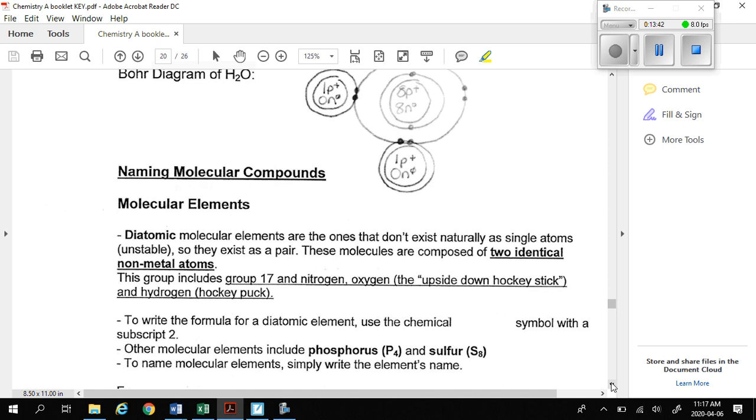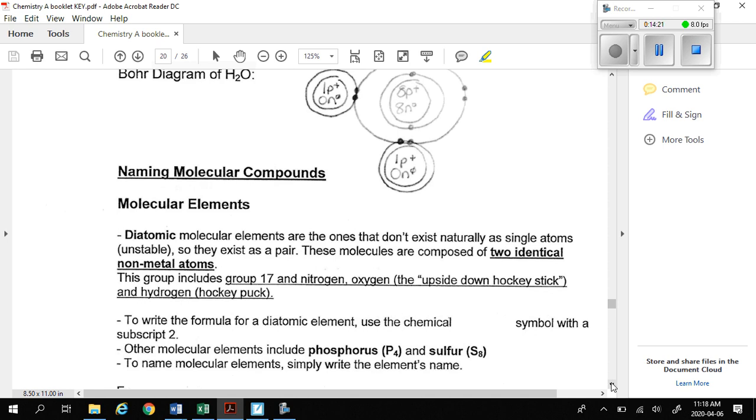These molecules are composed of 2 identical nonmetal atoms. So this group includes group 17, so all those chlorine, fluorine, bromine, iodine things, and also oxygen and hydrogen, nitrogen, where's nitrogen? Oh yeah, nitrogen as well. So nitrogen, oxygen, fluorine, chlorine, bromine, iodine, and also hydrogen. So it looks like an upside down hockey stick is the analogy. It looks like a 7 to me. And hydrogen, but again, it's in your periodic table, so you don't need to memorize which ones they are.